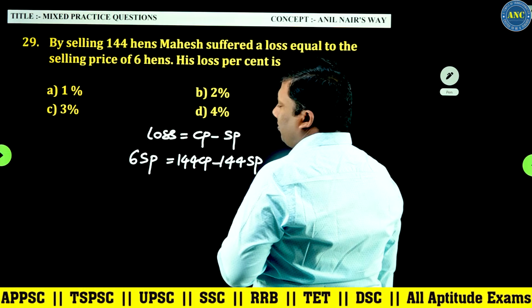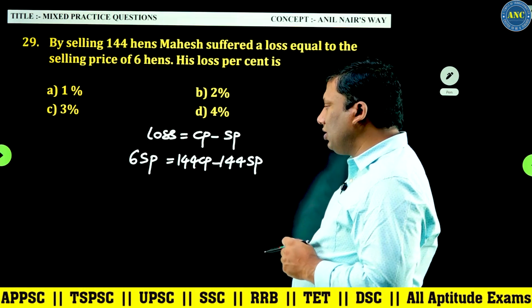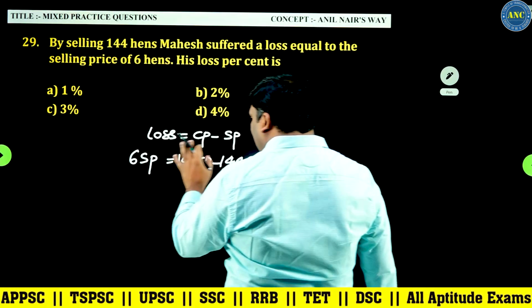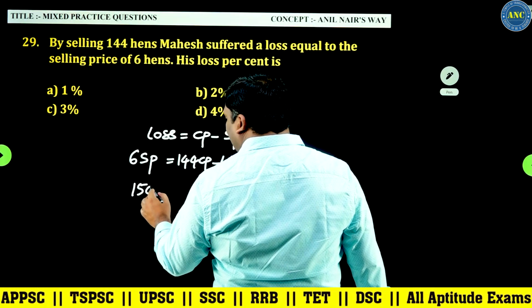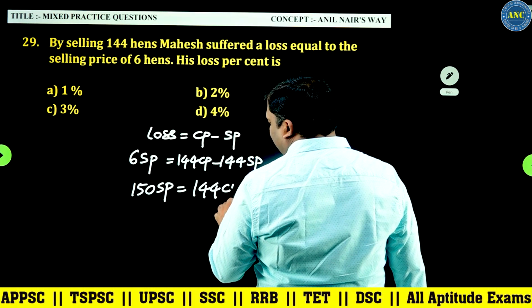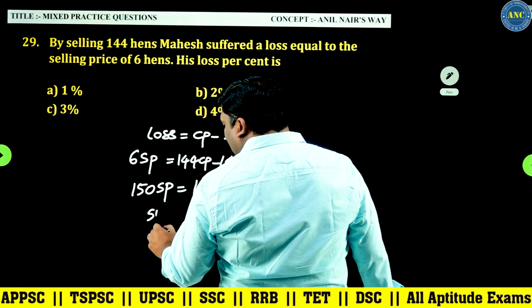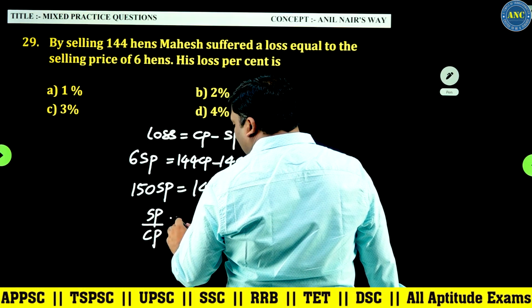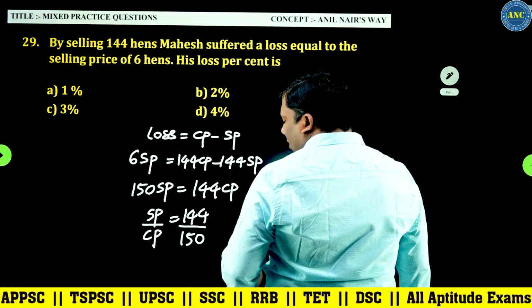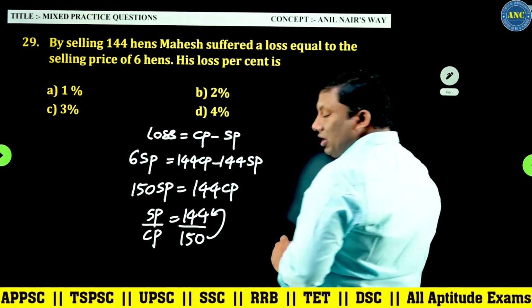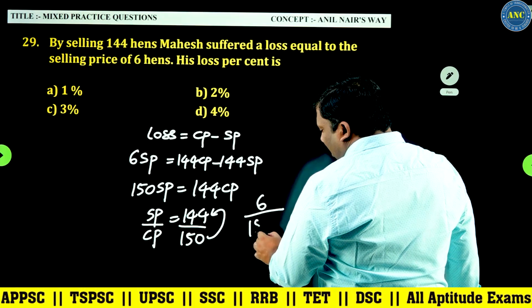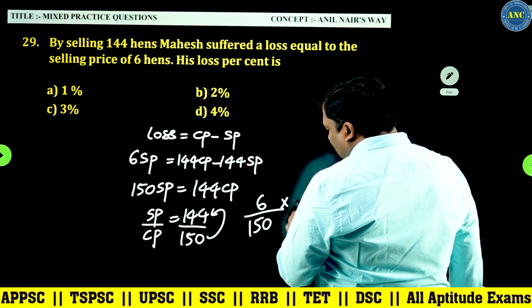6 times the selling price of a hen. 6 SP is equivalent to 144 CP minus 144 SP. Minus 144 SP comes to the left hand side. 150 SP is equivalent to 144 CP. That means SP by CP is equivalent to 144 by 150. Cost price is 150, selling price is 144. That means loss is 6 on 150.